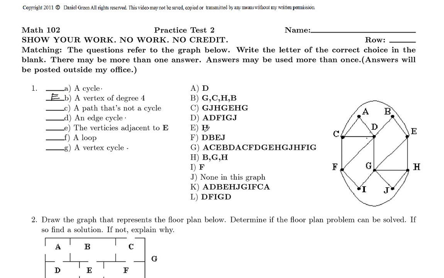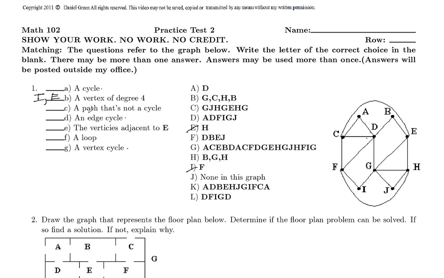Choice E was H, so we've actually used that one up. If we go down to the next one here, F, that's the only other one that's just a vertex. F has degree 1, 2, 3, 4, so F would also be a possible answer there. Whoops, sorry, I'm writing the letter of the vertex. I want the letter of the answer, which is choice I. So I or E would work for a vertex of degree 4.